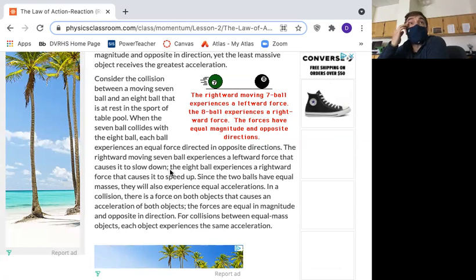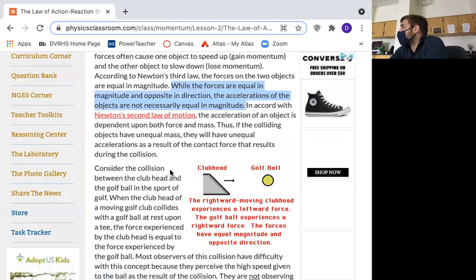Since the two balls have equal masses, they will also experience equal accelerations. In a collision, there is a force on both objects that causes a collision. It causes an acceleration of both objects. The forces are equal in magnitude and opposite in direction. For forces between equal mass objects, each object experiences the same acceleration.